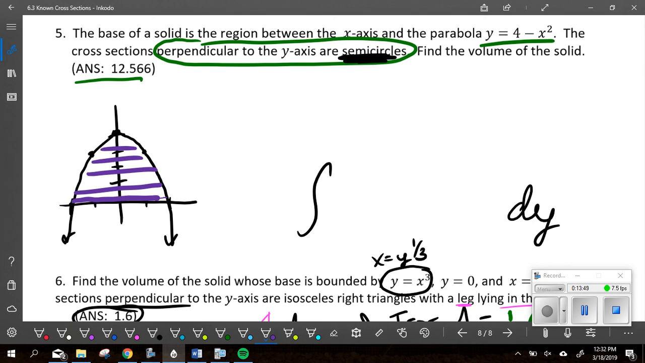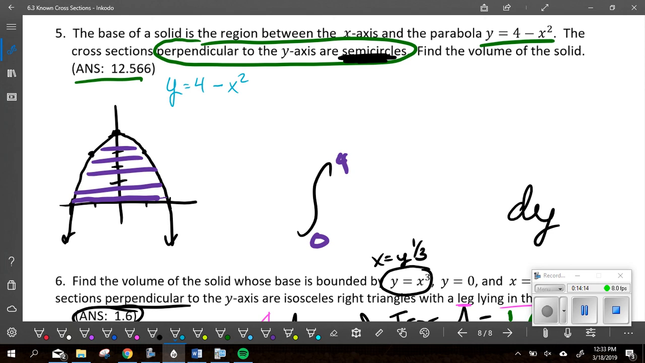Where did I stack my semicircles? What's the lowest number in this thing? 0, and I'm stacking it up until 4. This is a dy problem. You're stacking them vertically because you're stacking them perpendicular to the y-axis. And so it might be handy at the very beginning to make this problem fit what we need. Or in other words, since this is a dy problem, I need to get x by itself.